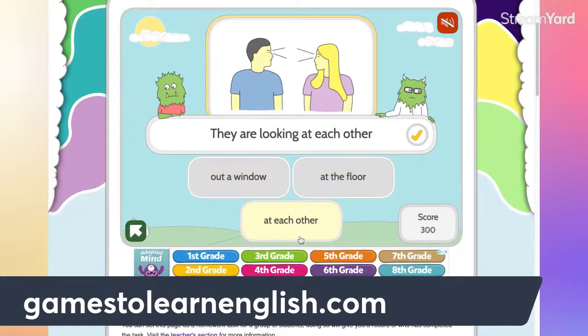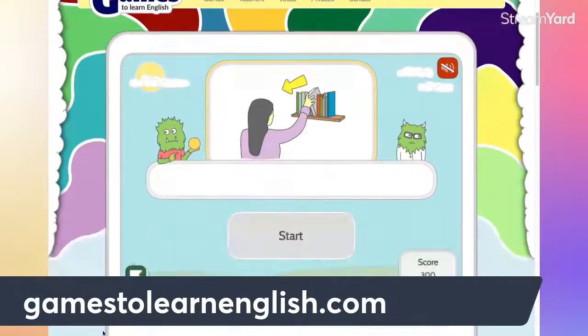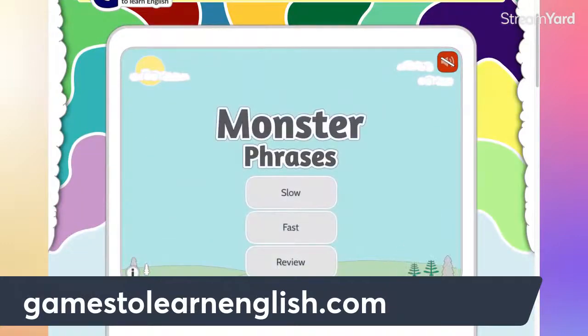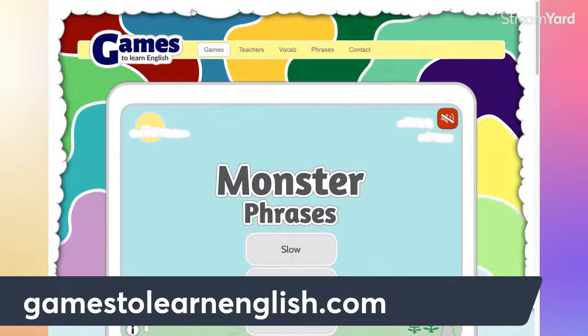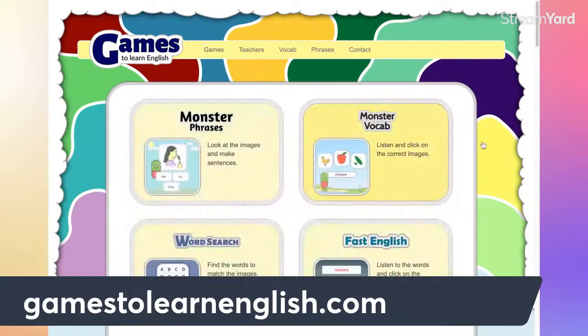At each other. So this is just one of the games. If you hit the arrow at the bottom, the green arrow, it will take you back to the monster phrases. You can practice slow, fast, or do review. Going back to games.